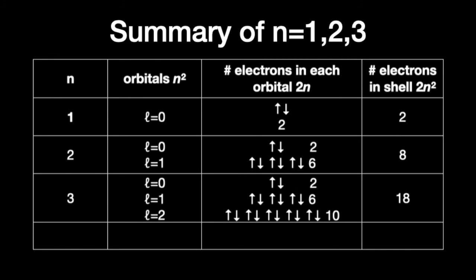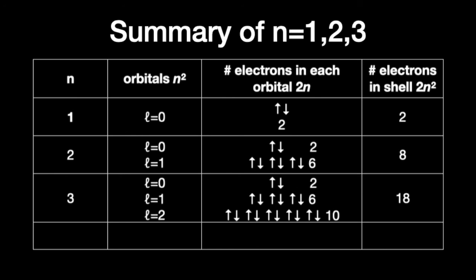So here's our grand summary chart showing the shells for n equals 1, 2, and 3. You can see how as you go to higher energy levels, you begin to occupy p and then d and then eventually f orbitals, okay? And I've tallied up the number of electrons in each of these subshells, okay? And then the total electrons in each shell.